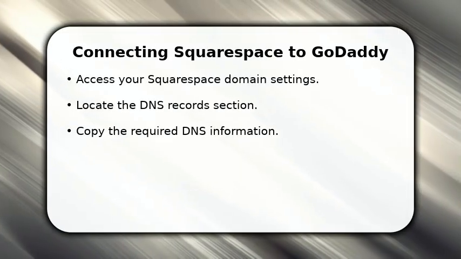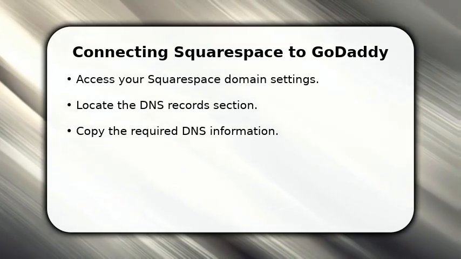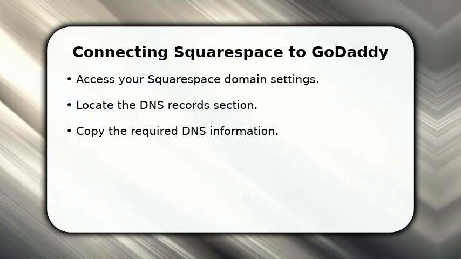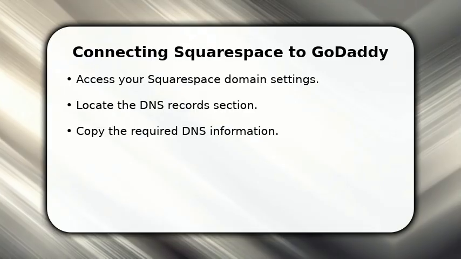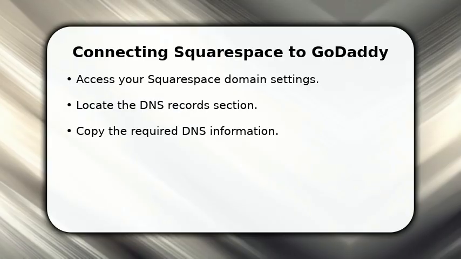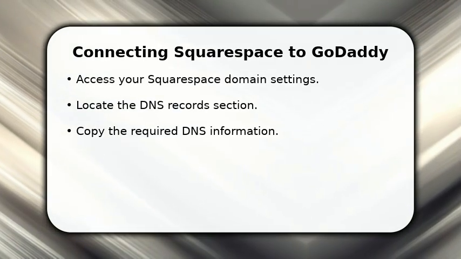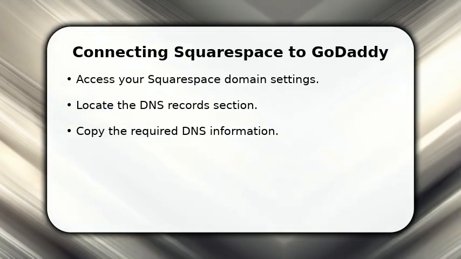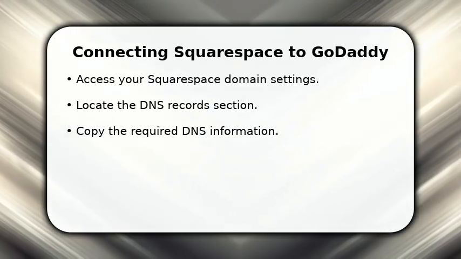In this video, I will explain how to connect your Squarespace domain to GoDaddy. First, log into your Squarespace account and navigate to your domain settings. You'll need to find the DNS records or advanced settings area. This is where you'll locate the specific information required to point your domain elsewhere. Make sure to copy these details accurately, as they are crucial for the connection process. We'll use these in the next step.